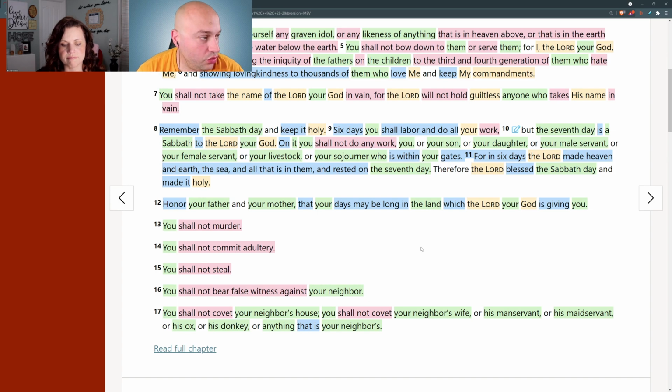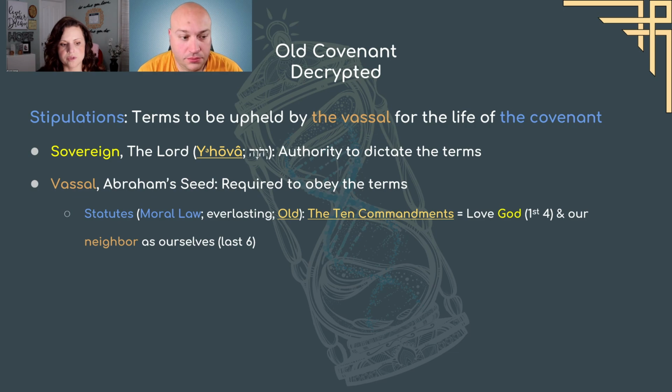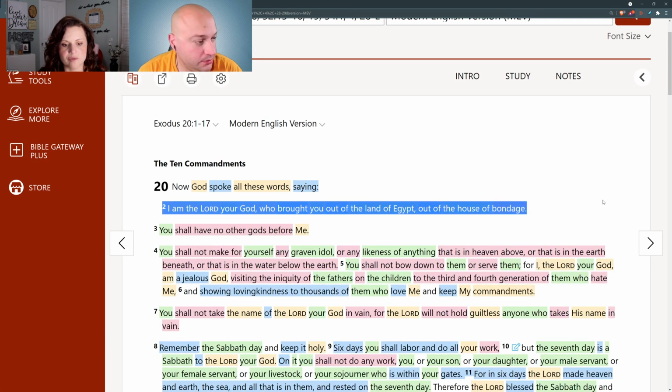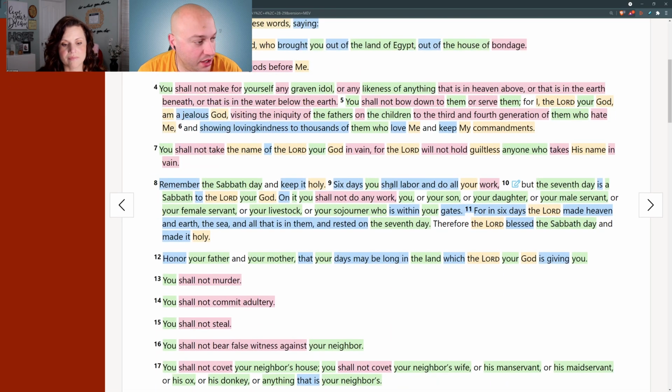Okay. So can we tell that these are stipulations? Yes. These are the terms that you must follow to remain in this covenant. Now it is interesting, and I was wondering if you were going to point this out, that if you go to verse 2, if you can bring that back up. Sure. It does go back to what you were talking about in terms of why he has the authority to make these stipulations. Because he brought us out of Egypt. He brought them out of Egypt. Correct. He is the sovereign. Correct. And so here's another one that's interesting.